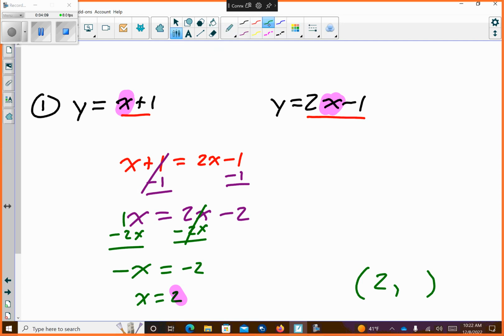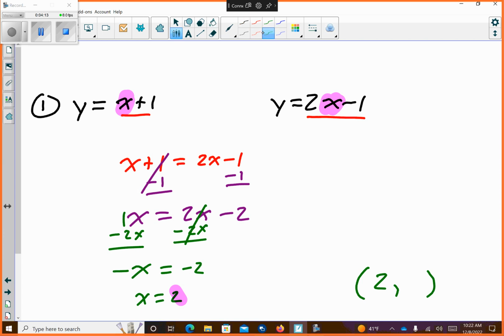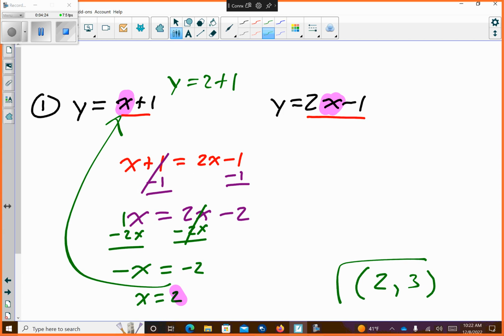It doesn't matter which one you plug it into, but sometimes if you're working smarter, you're saving time. So I'm going to take this 2, I'm going to plug it in right there. So what's y equal to? 3. Done. Okay. Pretty straightforward, yeah?